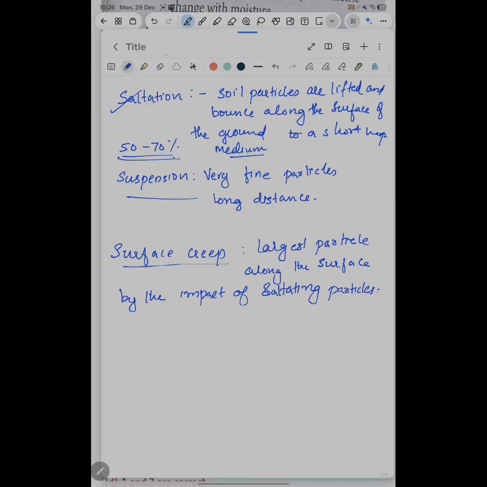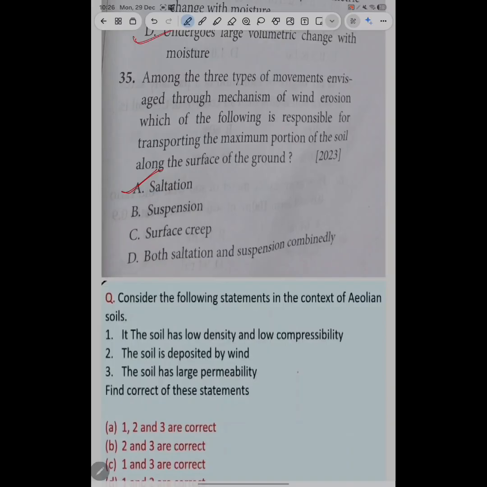So in our question, which of the following is responsible for transporting the maximum portion of the soil along the surface of the ground? Along the surface, the maximum portion is by saltation. If it is the largest sized particles along the surface, it is surface creep. If it is fine grained, we say suspension, which is not along the surface but high in the air for a long distance. So here saltation is the answer.